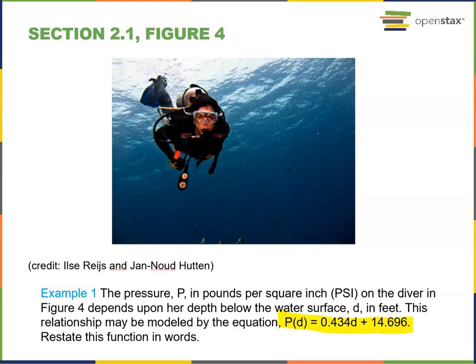So we need to describe each part of the equation. For this, the pressure as a function of depth equals 434 thousandths times depth plus 14 and 696 thousandths. As you can see here, the initial value at the beginning is 14.696.